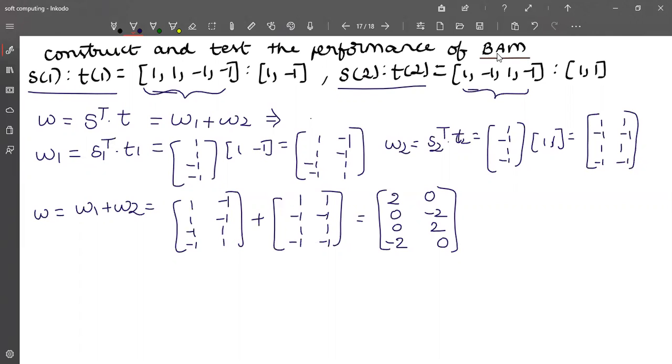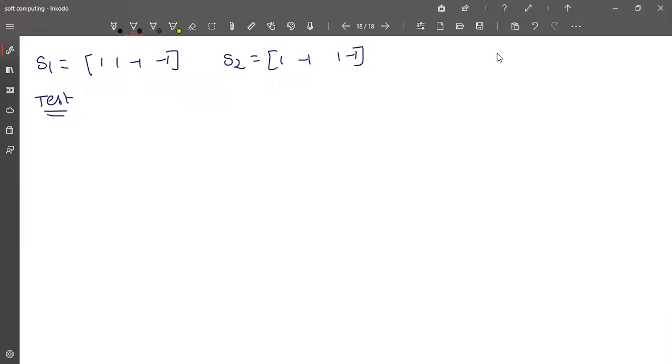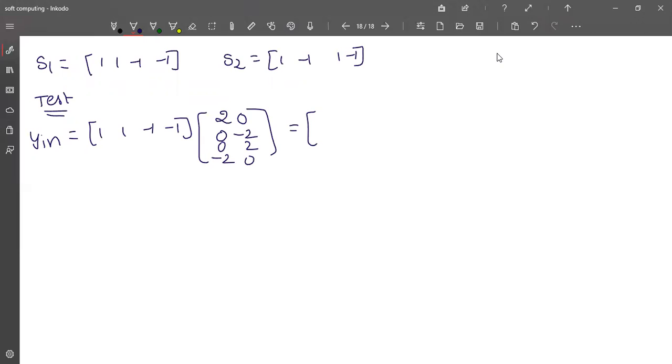Now let's proceed to the forward direction, and in that let's test the given two input vectors. Our given two input vectors are S1 is 1, 1, minus 1, minus 1, and H2 is 1, minus 1, 1, minus 1. Now let's test S1 first. Find y in value, multiplying our S1 with our obtained weight, 2, 0, 0, minus 2 and 0, 2, minus 2, 0. So this will give you 1 into 2 and minus 1 into minus 2, 2 plus 2, 4. And this gives minus 2, minus 2, minus 4.